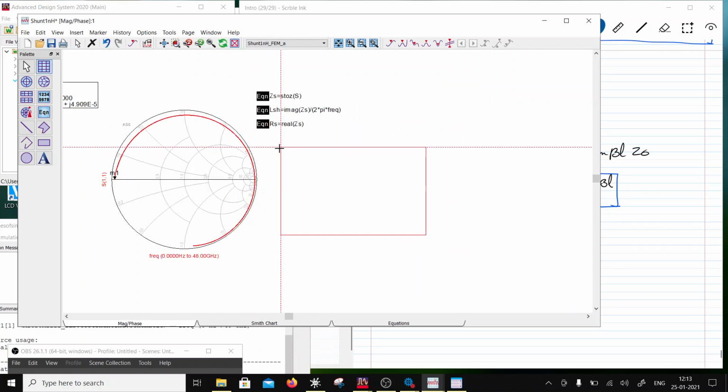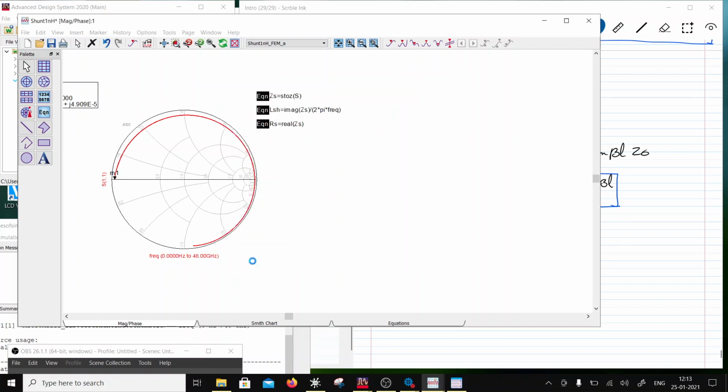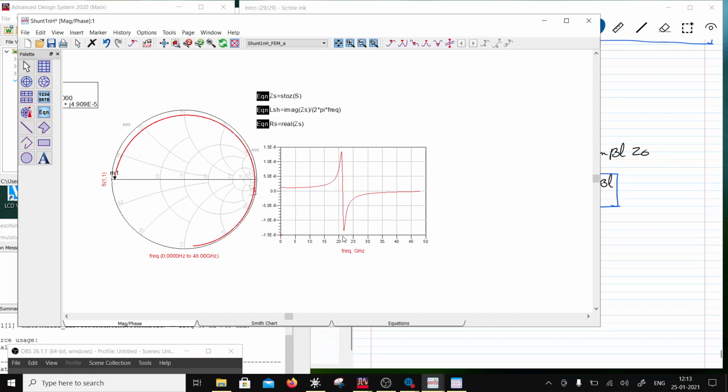Okay, so we have the inductor value, which is LSH. Clearly you can see that there is a resonance coming because of the shunt elements, not the series element, which was very unclear in the case of a series or a two-port simulation, right? So this occurs at 21.25.